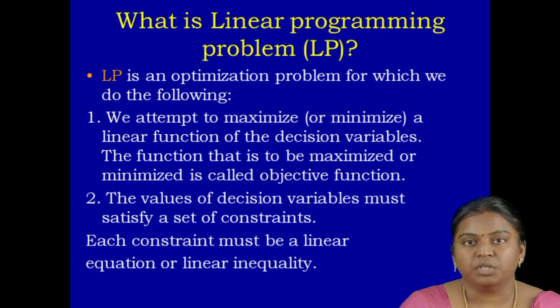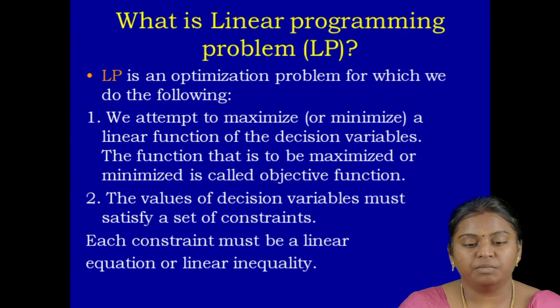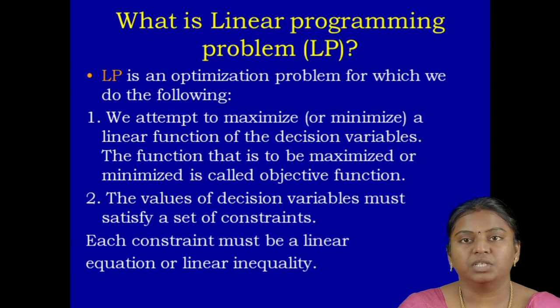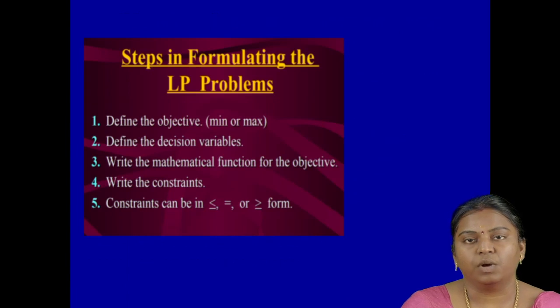We need to attempt two things called maximization or minimization. For that, we have to have the decision variables, the function that is to be maximized or minimized, that is nothing but the objective function. The values of the decision variables must satisfy a set of constraints. The constraints may be some inequalities. Always a constraint should be a linear equation or a linear inequality.